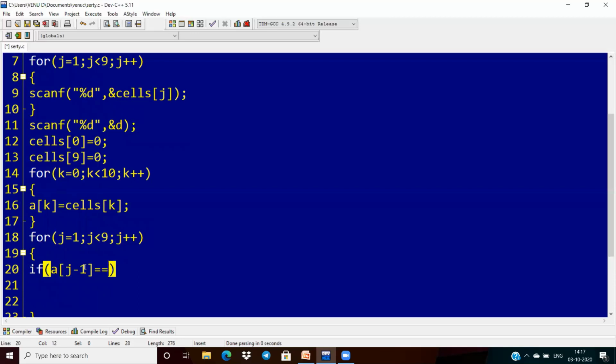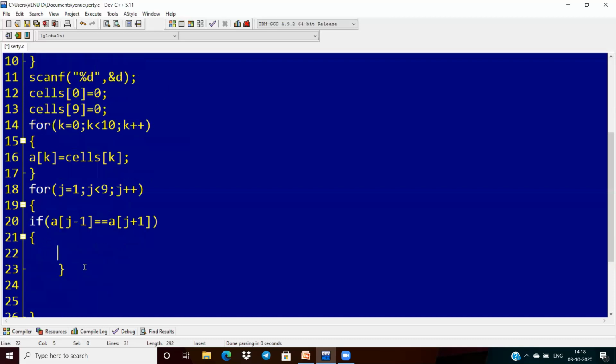So if a of j minus 1 and a of j plus 1 are both equal, meaning both are 0 0 or 1 1, we just have to update the cell value. How to update the cell value? The cell value of j is equal to 0. That's all. If it is not equal, then cells of j value is equal to 1. That's all. Then I'm closing this.